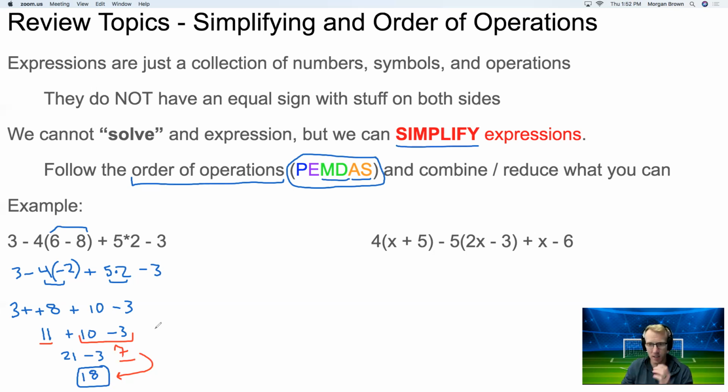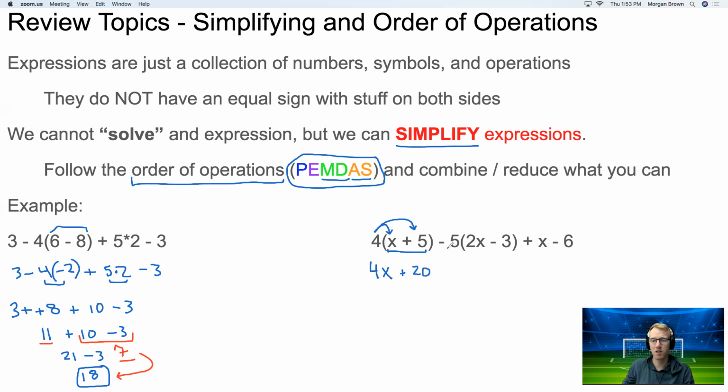All right, let's take a second example. This one has variables in it, so that might make it look harder, that might make it look easier. When you look at your parentheses, there's nothing inside the parentheses that can be combined together because you can't combine a variable with a number, but we could distribute or multiply the 4 in. So very often when you have variables, when you're looking at parentheses, what you want to do is distribute. So here we're going to have 4x is 4 times x plus 4 times 5 is 20.